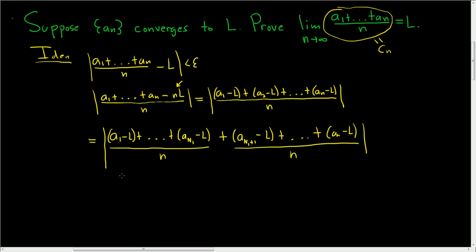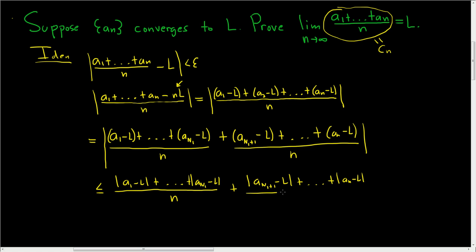Then we can use the triangle inequality a million times, and we can say that this is less than or equal to the absolute value of a sub 1 minus L plus plus a sub n sub 1 minus L, all divided by little n. And we can do the same thing over here, plus the absolute value of a sub n sub 1 plus 1 minus L plus plus the absolute value of a sub n minus L. Looks like a huge mess, but here's the idea. This first term, if you look at the numerator, you can pretty much treat as a constant. The numerator does not depend on n. So we can certainly choose little n to be bigger than some N so that this is smaller than epsilon over 2. So we got this piece, it's taken care of.